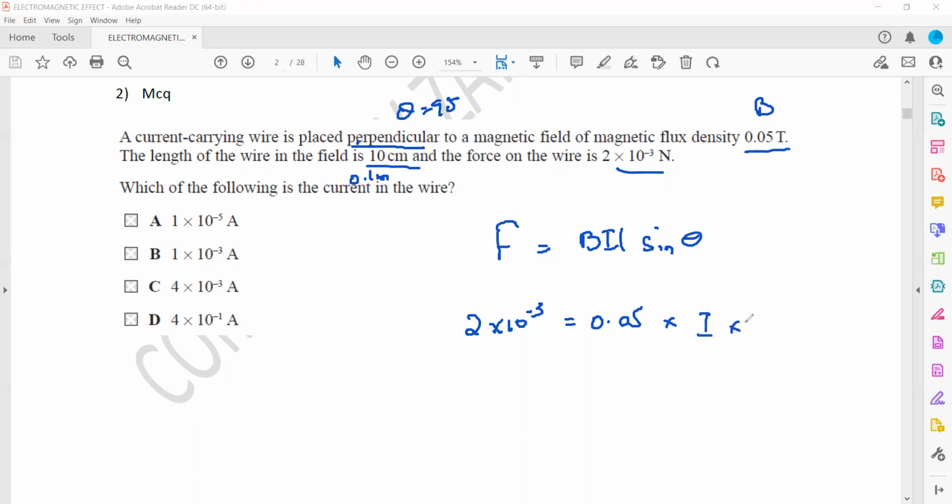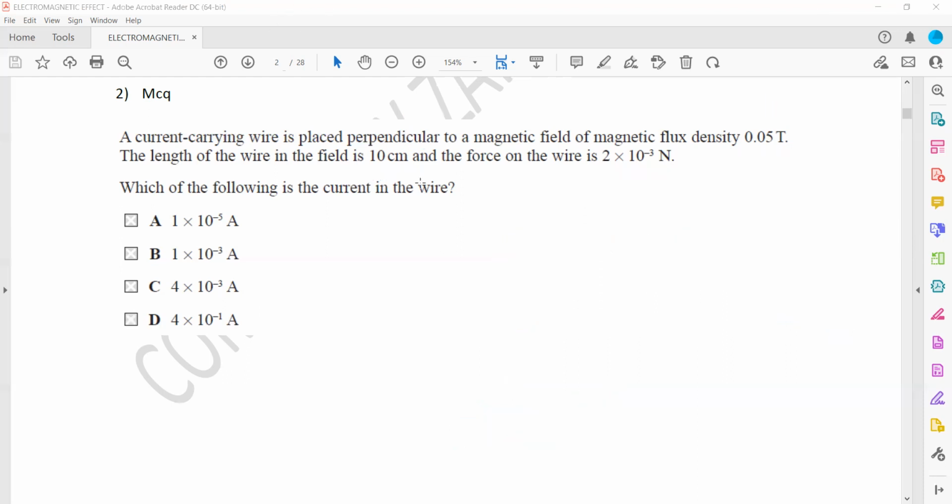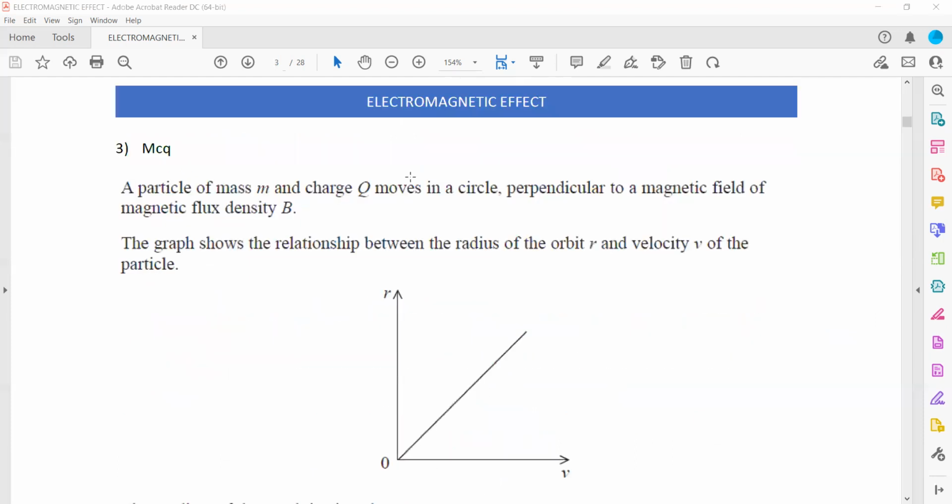We are finding the current. L is the length of the wire, 0.1, and sine theta, or sine 90, which is 1. So it will be 2 into 10 to the power minus 3 divided by 0.05 into 0.1. That will give us the value for current, which is 4 exponent minus 1. So D will be the right answer. Same formula we use. Even I can directly write F is equal to BIL, as the wire is perpendicular and sine 90 is 1.